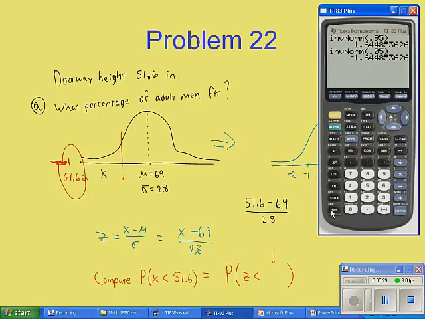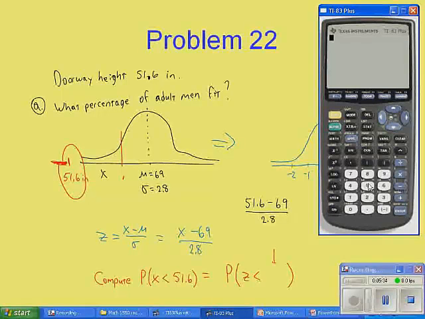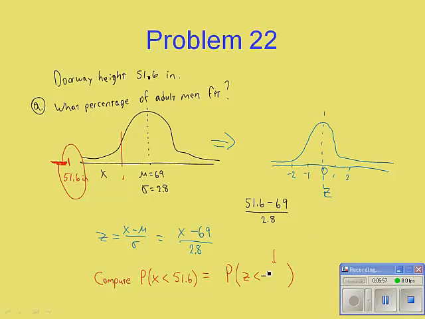I want to show you a pitfall you could run into on your calculator. If I type in 51.6 minus 69, you want parentheses around it, because you have to divide that whole answer by 2.8. If you don't use the parentheses, it would only divide the 69 by 2.8. Okay, so I got negative 6.21.